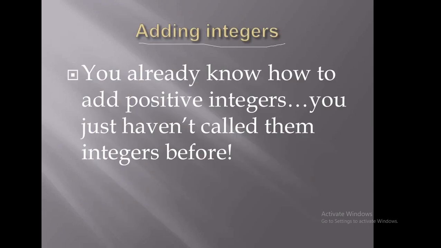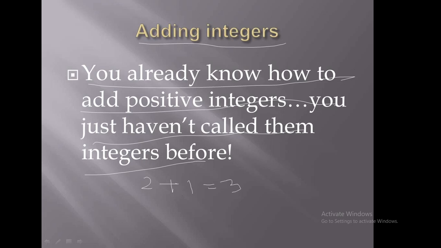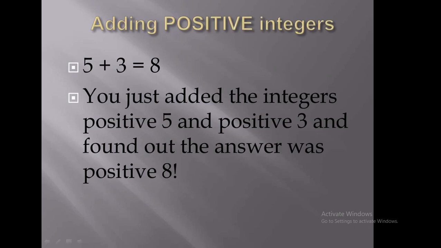Now we will move to the next. Here, adding integers. You already know how to add positive integers. You just haven't called them integers before. Before, when we did not know about integers, we wrote 2 plus 1, and it comes to 3. But now in this class we have to study integers. So here we can say 2 is an integer, 1 is also an integer, and when we add these two integers we get 3. This is also an integer.